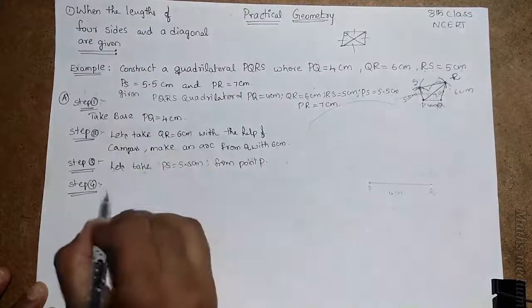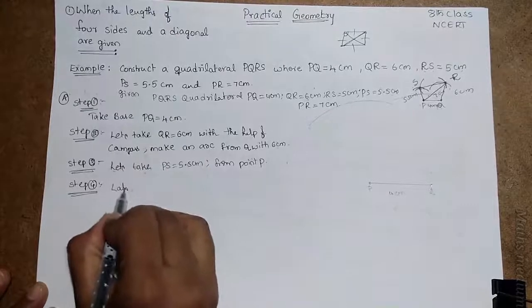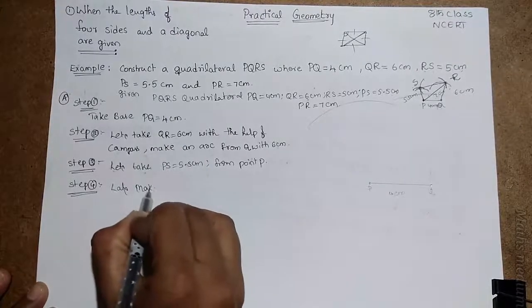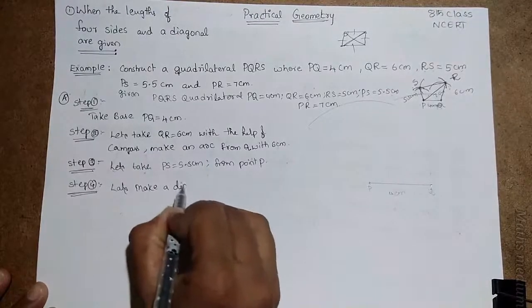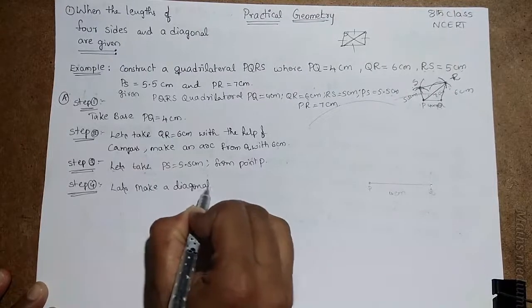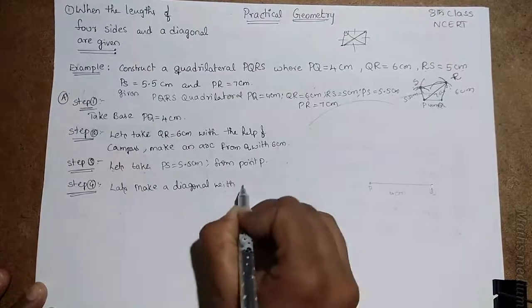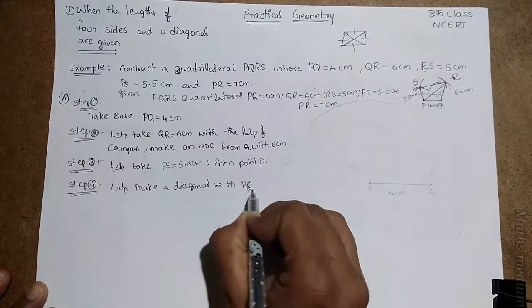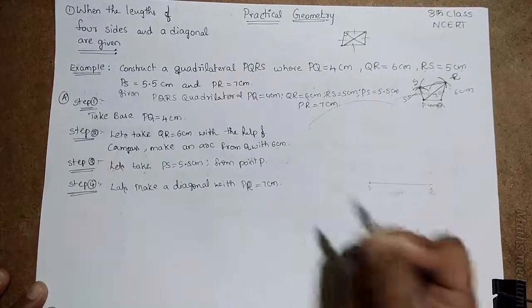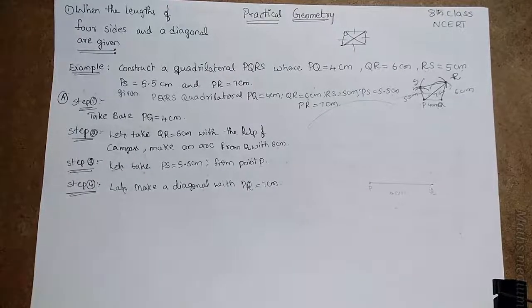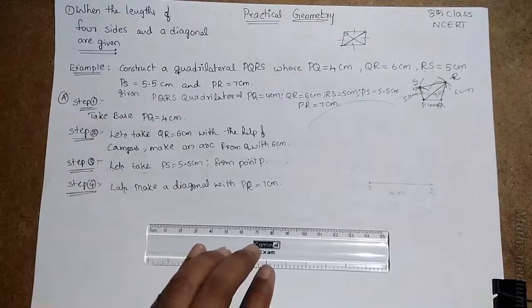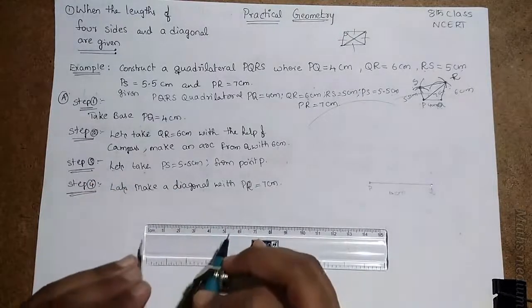PR equal to 7 centimeters. Let's make a diagonal with PR equal to 7 centimeters. So take a scale again and make sure that it is 7 centimeters.